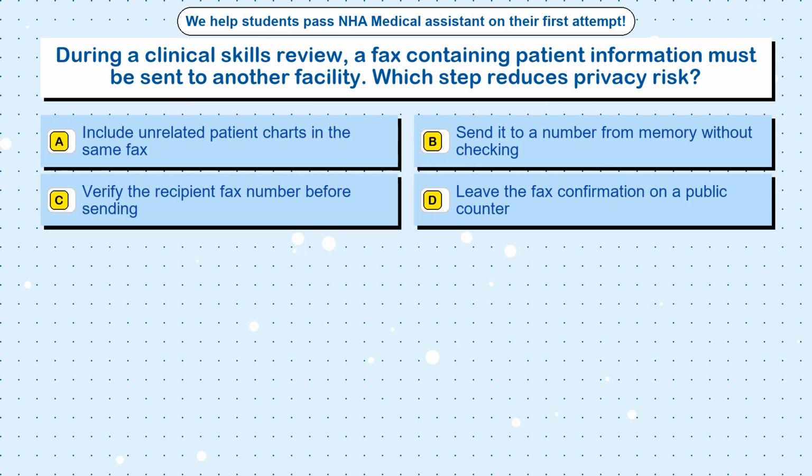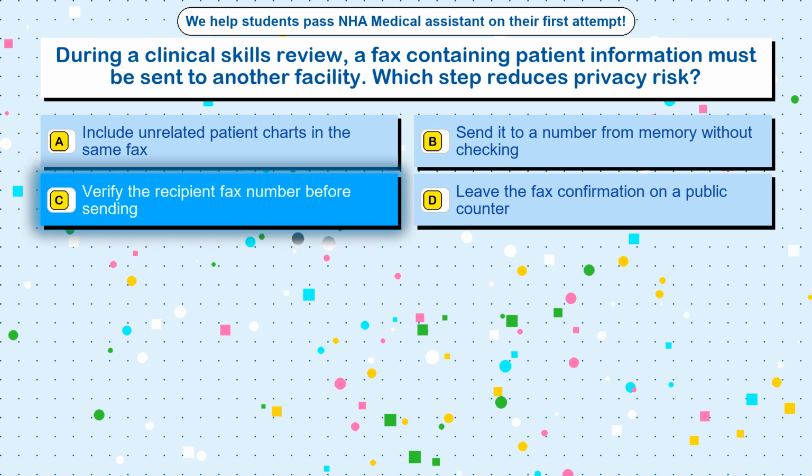Question 11. During a clinical skills review, a fax containing patient information must be sent to another facility. Which step reduces privacy risk? Option A, include unrelated patient charts in the same fax. Option B, send it to a number from memory without checking. Option C, verify the recipient fax number before sending. Option D, leave the fax confirmation on a public counter. The correct answer is option C, verify the recipient fax number before sending.